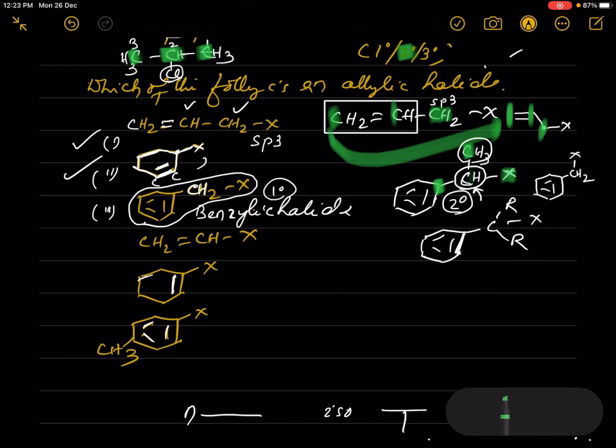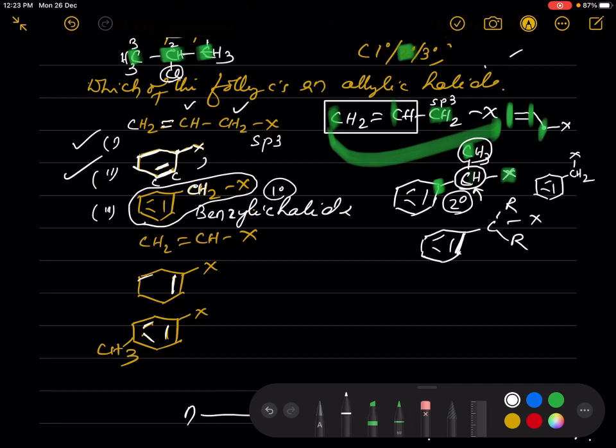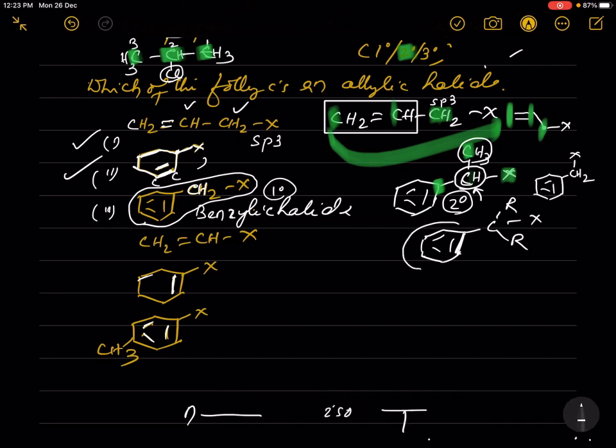Benzylic halide is also of tertiary type. You see, this is a benzene ring. The carbon is attached to two carbon atoms, and these are alkyl groups. So this carbon is bonded to three carbon atoms on three different sides. So this is a tertiary carbon, and the halogen atom is attached to a tertiary carbon. So this is a tertiary benzylic halide.